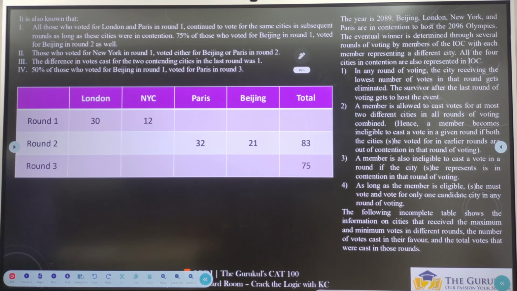So from statement 2, let's analyze each statement clearly. A member is allowed to vote for 2 cities, which means a person can cast a vote for at most 2 different cities. If a person votes for one city in round 1 and another city in round 2, and both the cities are eliminated, that person cannot vote in round 3. That is what we already discussed.